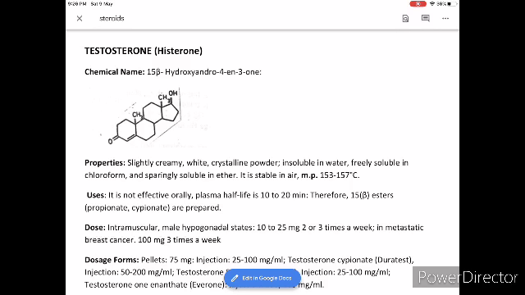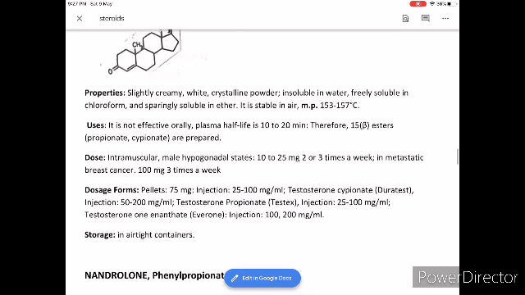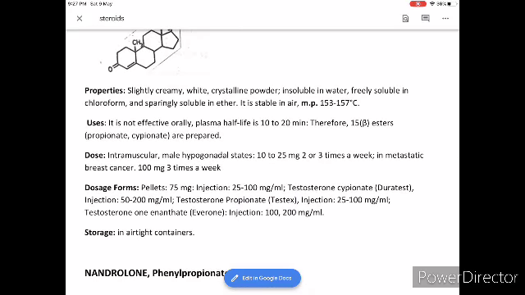The dosage: intramuscular, for male hypogonadal states, 10 to 25 milligrams given 2 to 3 times a week. In metastatic breast cancer, 100 milligrams 3 times a day. As we can see, many dosage forms are available. That is testosterone cypionate, testosterone propionate, and injections 100-200 milligrams per ml.